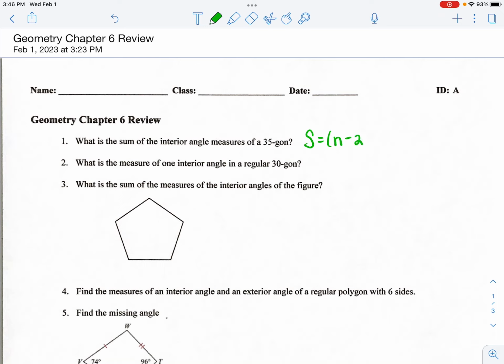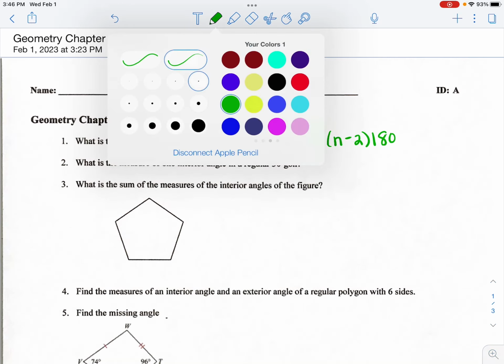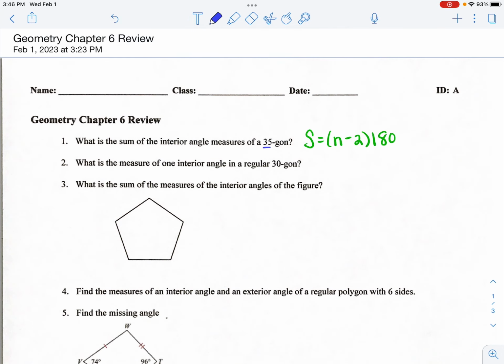So here's the formula you're going to need for number 1. And we talked about how and why this worked in class. So for this particular problem, since 35 is my number of sides, I'm going to do 35 minus 2, and then times 180. So that's what I'm putting in my calculator right now. Let's see. The answer is 5,940 degrees. That's the sum of all of the interior angles of a 35-sided figure.